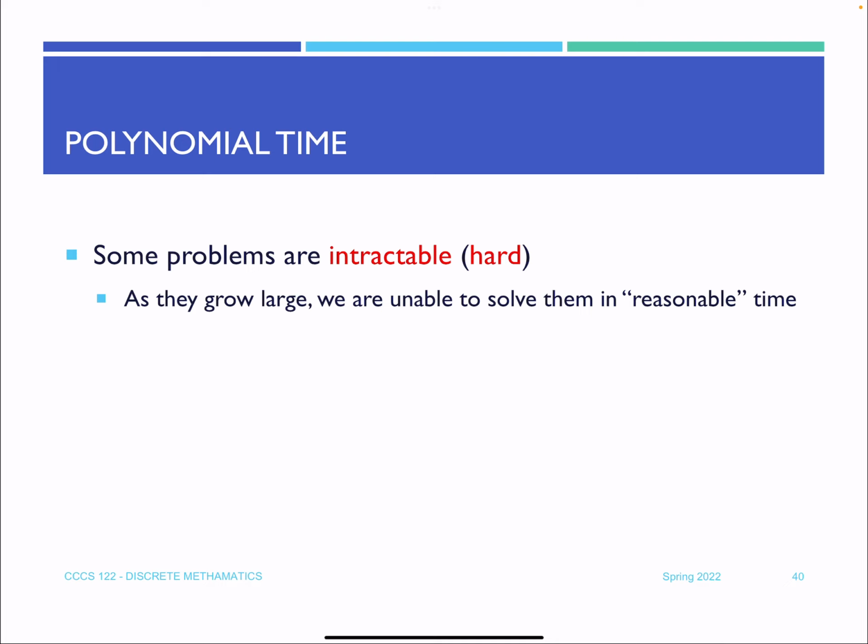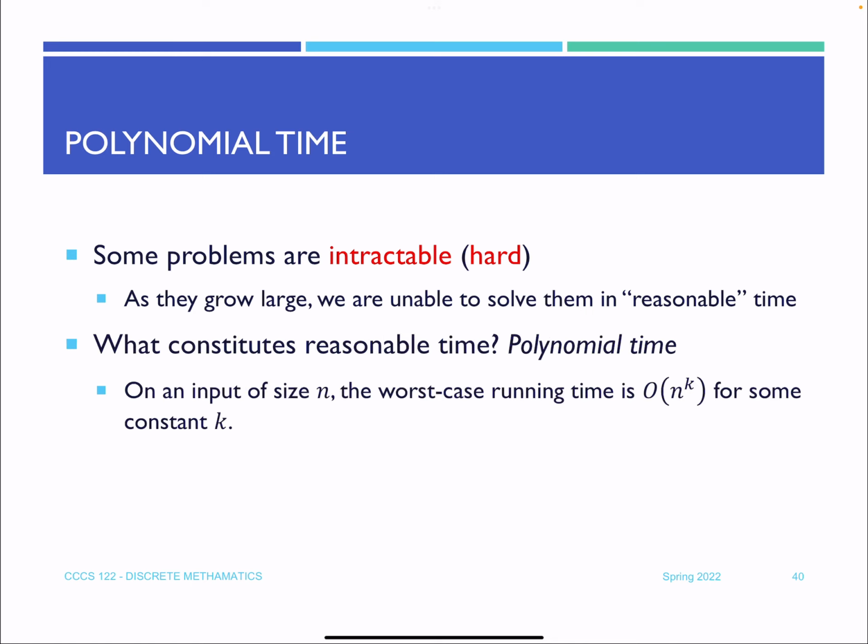So some problems are called intractable, or are hard, because as the problem sizes grow larger, we are unable to solve these problems within a reasonable time. And what does reasonable time mean? It means polynomial time, meaning n to the power something, n to the power 5, n to the power 3, n to the power 2. So something that, when implemented in the form of a program, would basically mean nested loops.